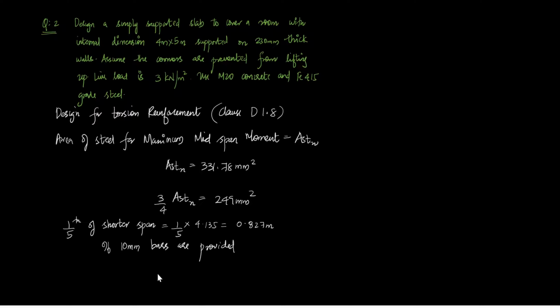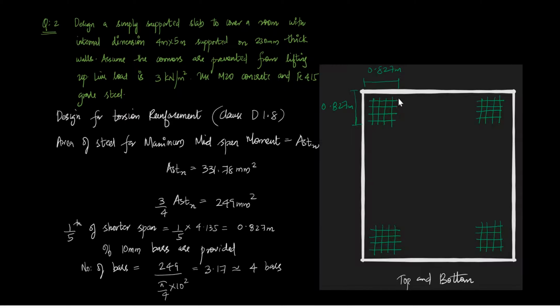So if I am providing 10 mm bars, then the number of bars required, here we are calculating the number of bars because we are going to place it for a limited distance only. So the number of bars required is the total area divided by the area of one bar. We will get nearly 4 bars. So I will be providing 4 bars at the top and bottom, for a distance of 0.827 meters. That is, 4 bars will be placed like this at the top on all the 4 corners, as well as at the bottom also I will be placing the torsion reinforcement as mesh. This will be provided as mesh.